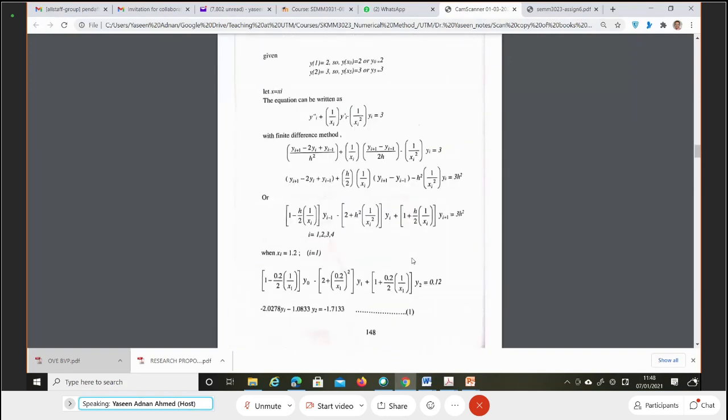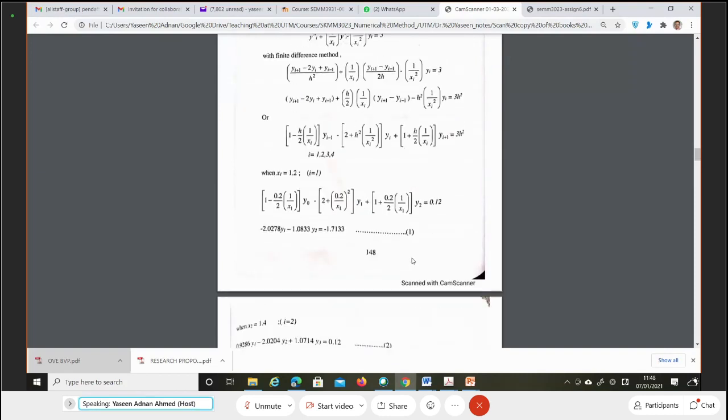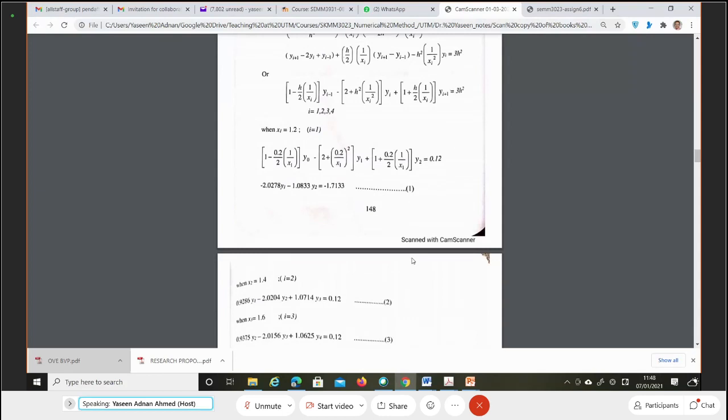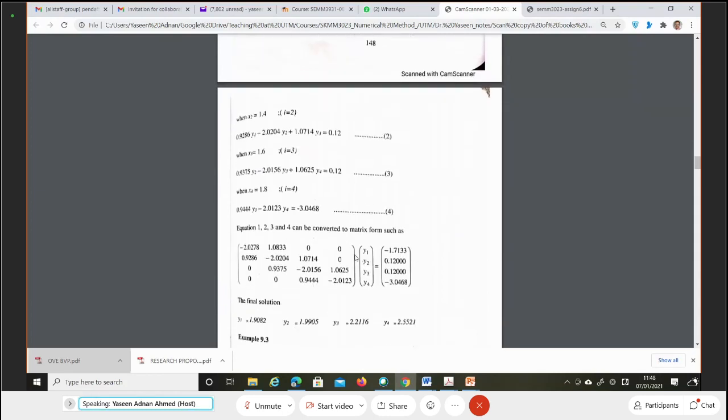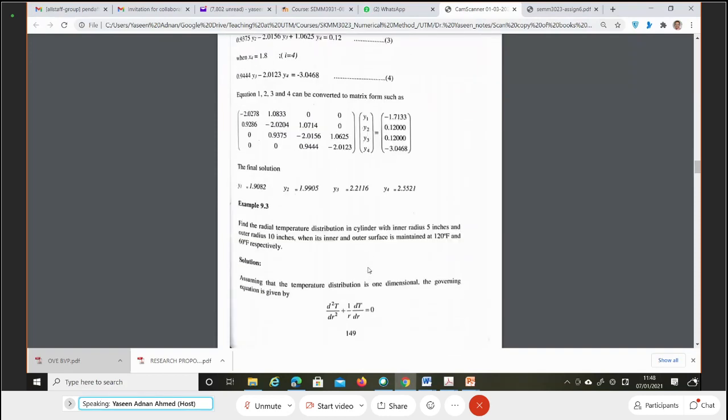So the thing is, you just make the general equation first, and then substitute the value i equal to 1, 2, 3, 4, and then get the equations for that corresponding point, and then make the matrix. Okay, before you solve, you make the matrix, and then apply the strategies to solve it.